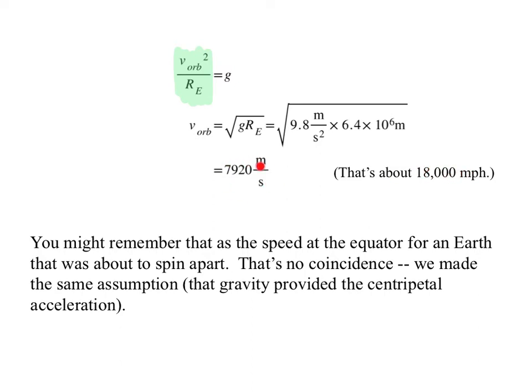This would be if it were orbiting only due to the Earth's gravity and at the height of the Earth, on the surface of the Earth. You might recall we had found this speed earlier as the speed at the equator for an object that was about to spin apart. That's because we're doing the same thing, which is that gravity is providing the entire centripetal acceleration.